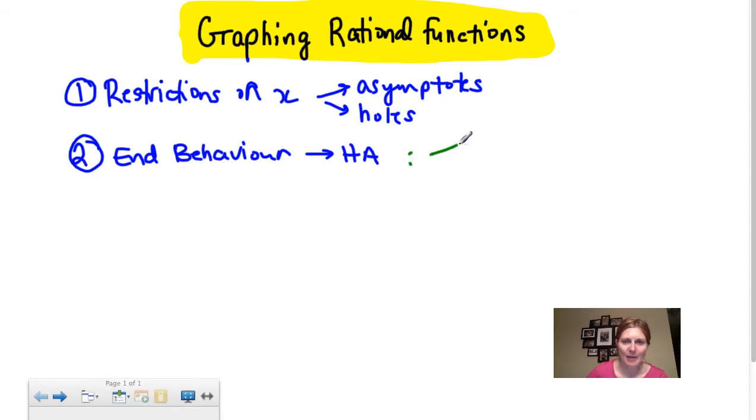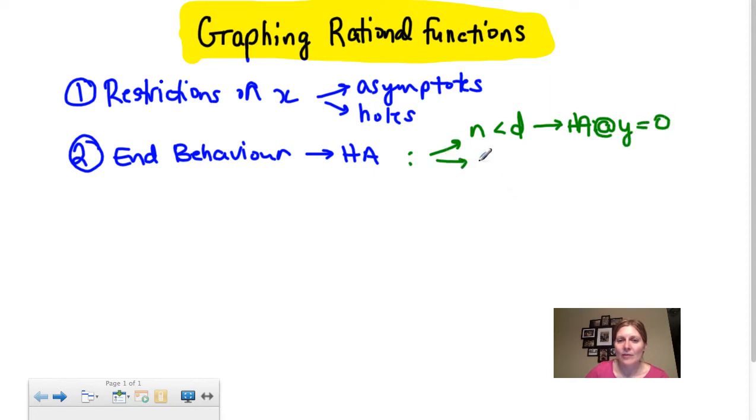So if you remember, if our n was less than our d, in other words, the numerator degree was less than the denominator degree, so in terms of all reciprocal functions, then the horizontal asymptote would occur at y is equal to 0 all the time.